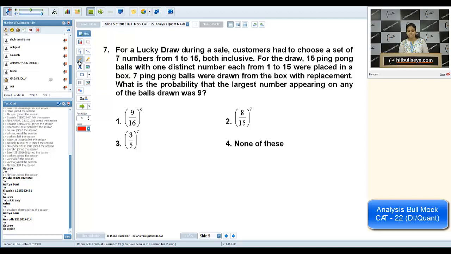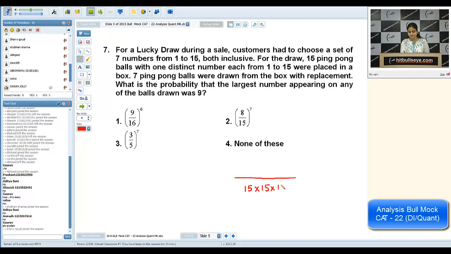It means you are choosing a ball 7 times. What is the probability formula? Probability is the number of favorable cases divided by the number of total possible outcomes. Since replacement is allowed, the first ball can be chosen in 15 ways, the second can be chosen in 15 ways and so on up to 15 ways. So it comes out to be 15 raised to power 7.